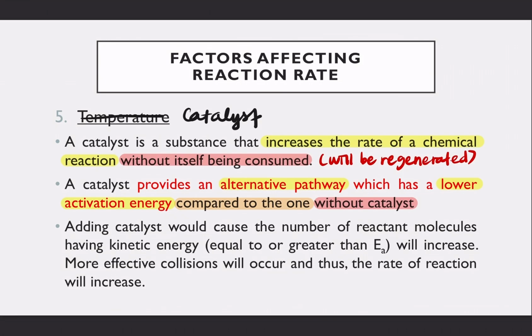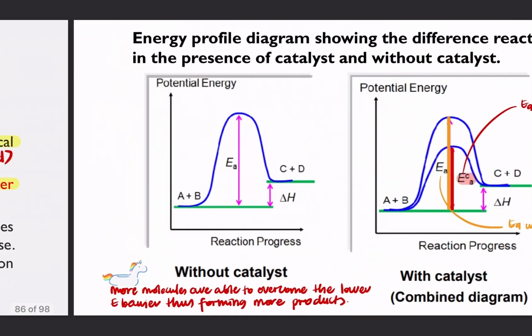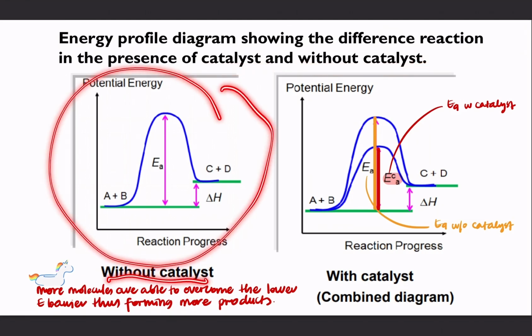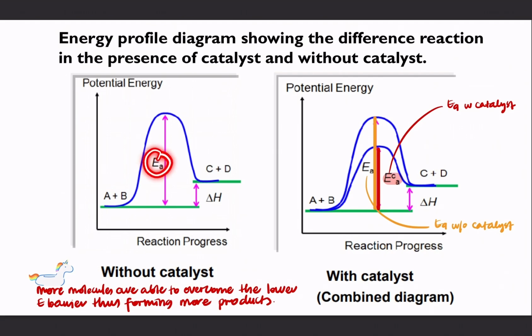So if you add catalyst, this will cause the number of reactant molecules having kinetic energy greater than or equal to EA to increase. So more effective collisions, therefore the rate of reaction will also increase. So how will you draw the energy profile diagram for reactions with catalyst and without catalyst? On your left, we have the energy profile diagram without catalyst. So this is your EA without catalyst. You need to overcome this energy barrier.